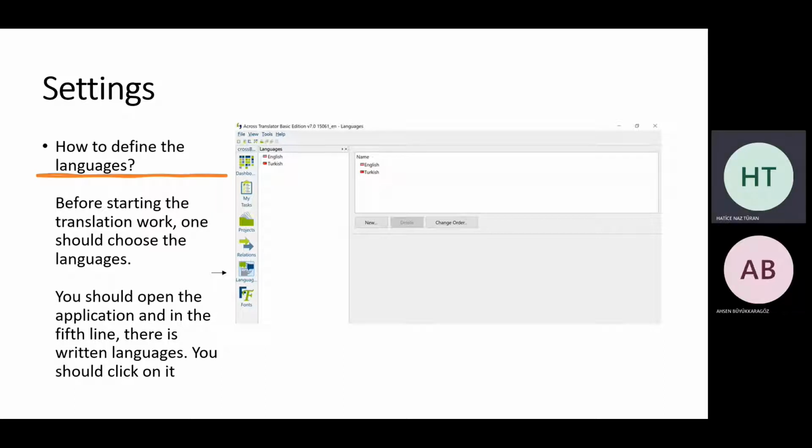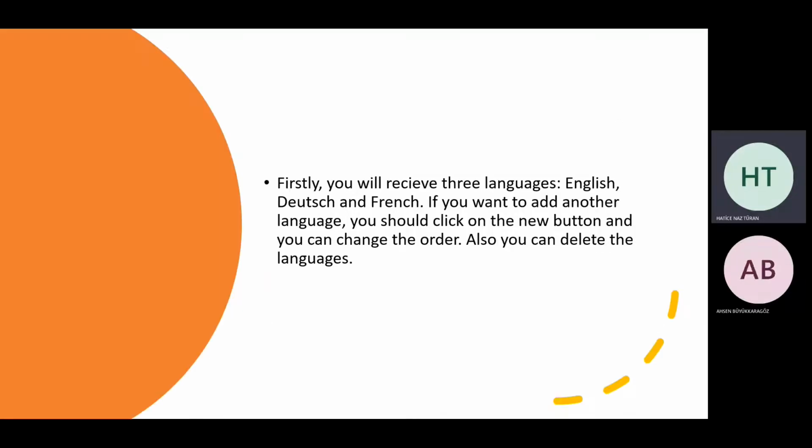And the important thing is the languages. So let's look at how to define the languages. You should open the application, and in the 5th line there is written languages. You should click on it. First, you will receive 3 languages: English, Dutch, and French. If you want to add another language, you should click on the new button and you can edit. Also, you can change the order and you can delete the languages.